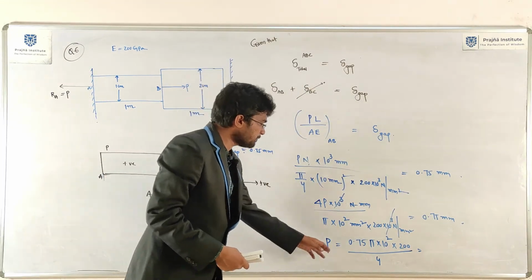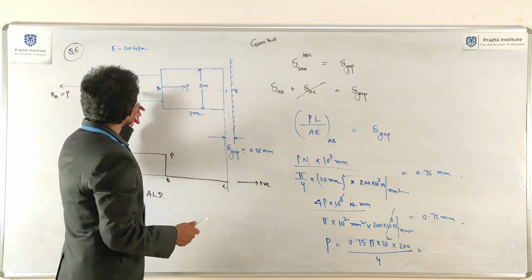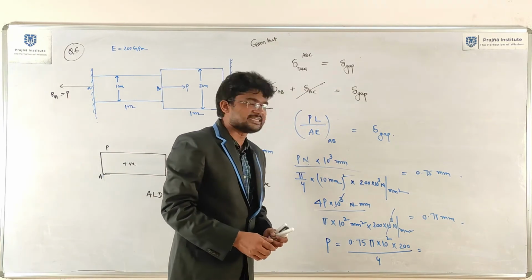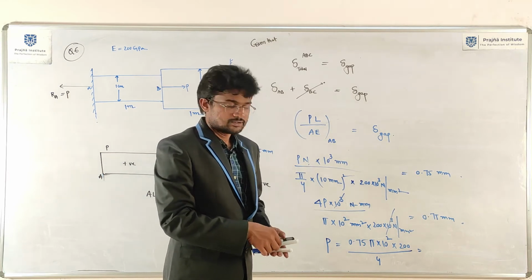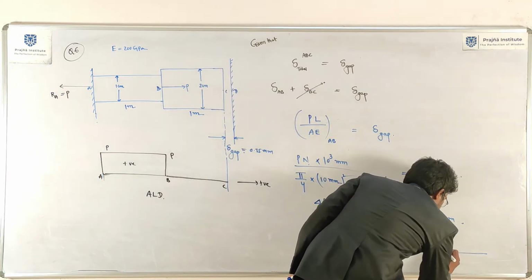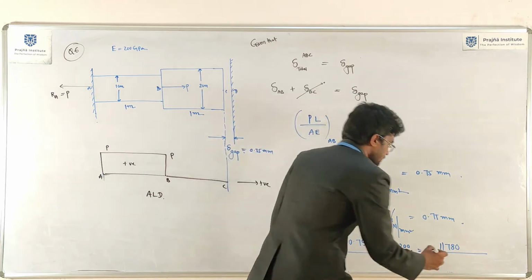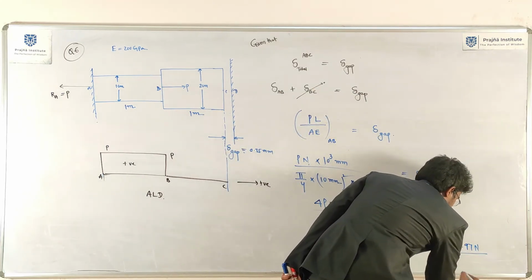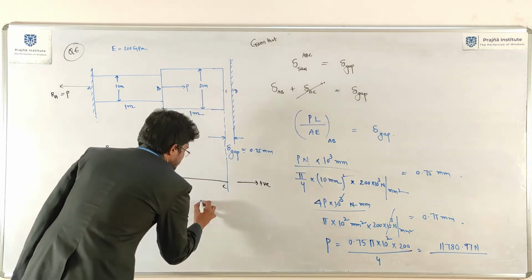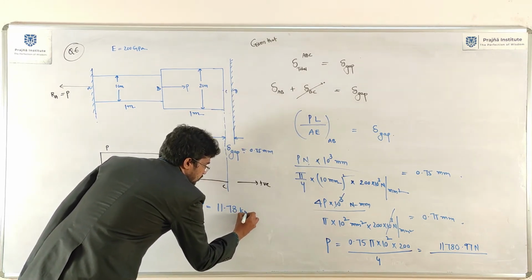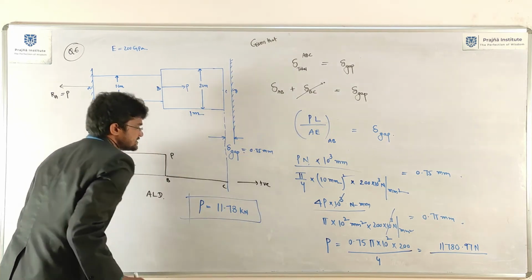Here just calculate P equal to this. Yeah, 1 centimeter and 2 centimeter. Now tell me, what is the value of P here? 1178.97 newton. That means P is equivalent to 11.78 kilonewton. This is the answer.